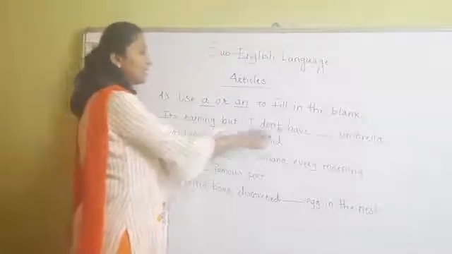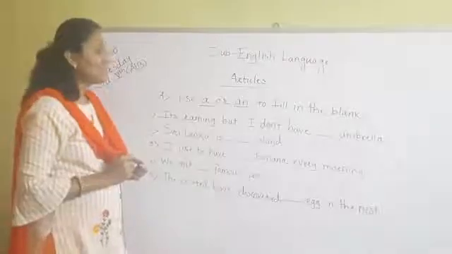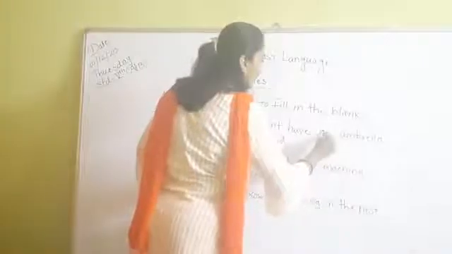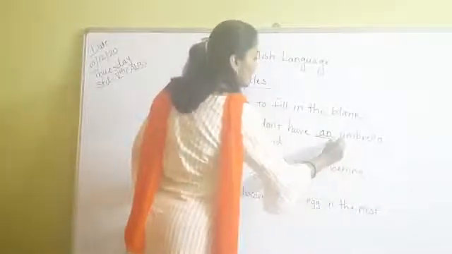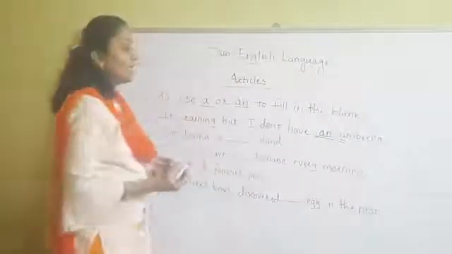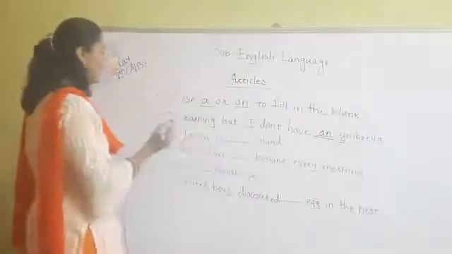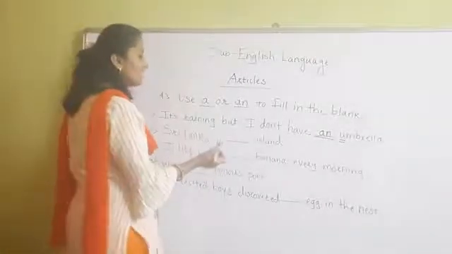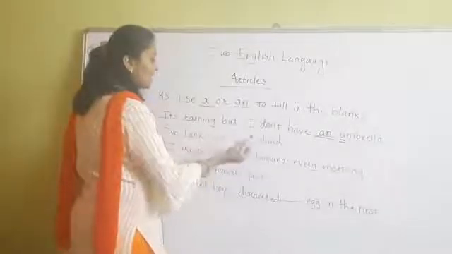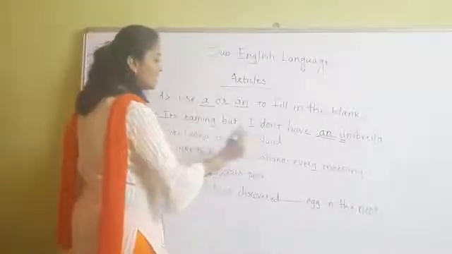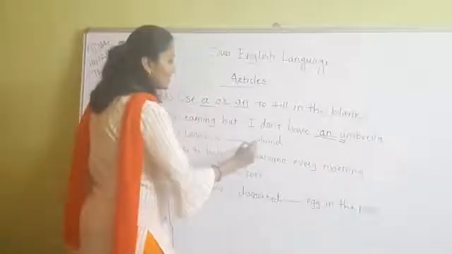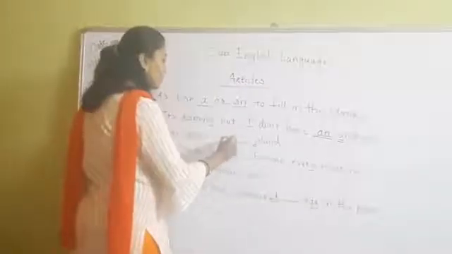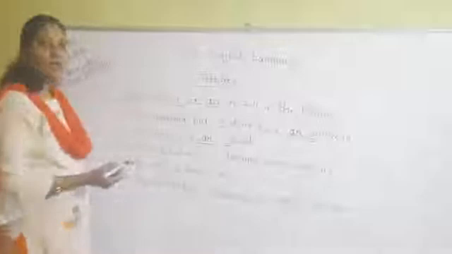It's raining but I don't have dash dash umbrella. So which word will come here? Yes, correct. An umbrella. Because this spelling starts with U, and U is a vowel sound. Next, Sri Lanka is dash dash island. The spelling of island starts with I. That is also a vowel. So we have to write down here an island.